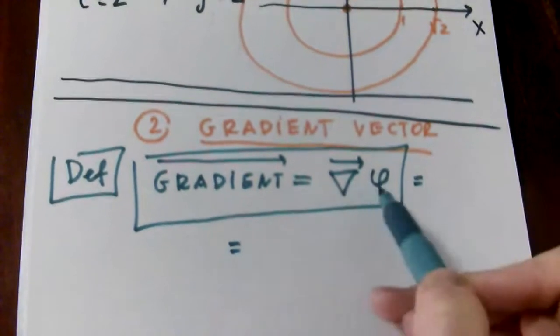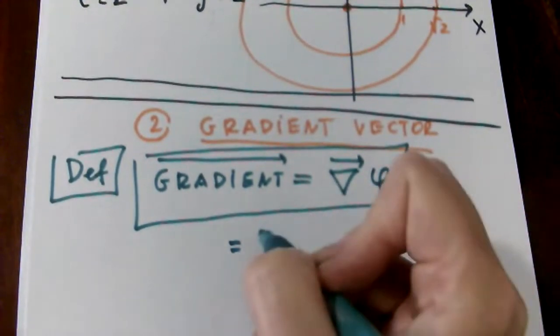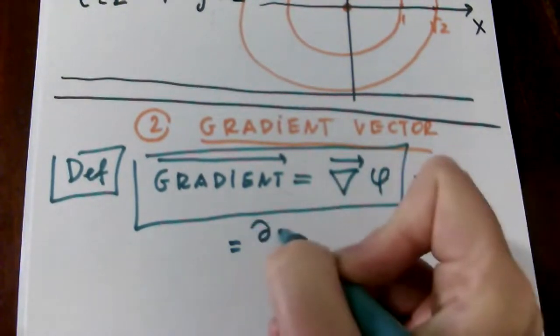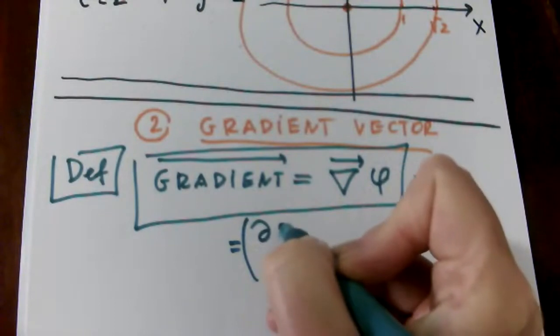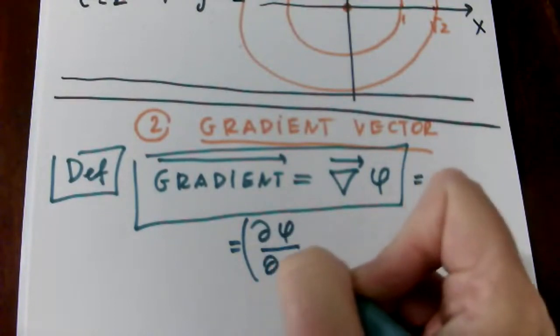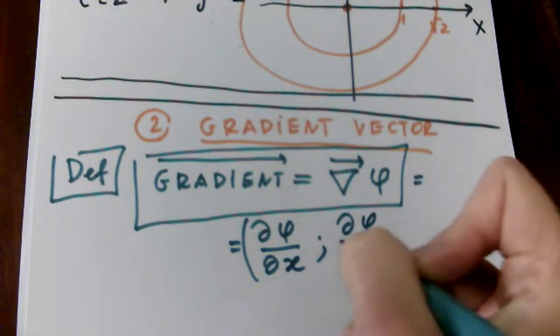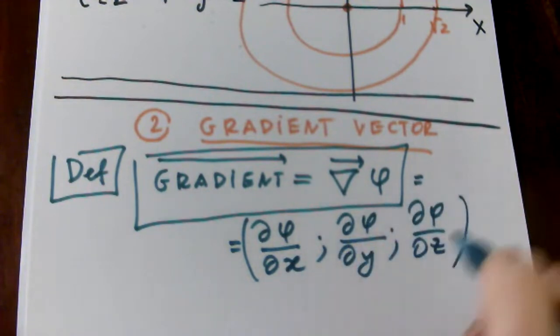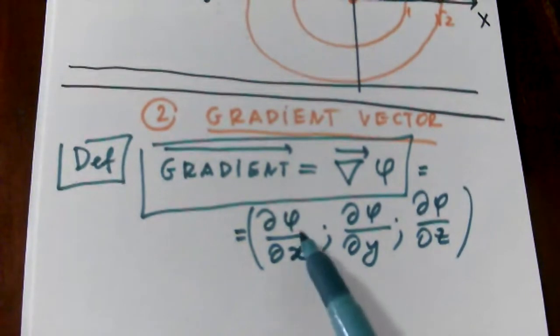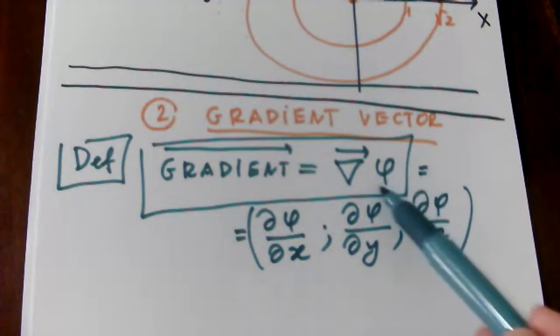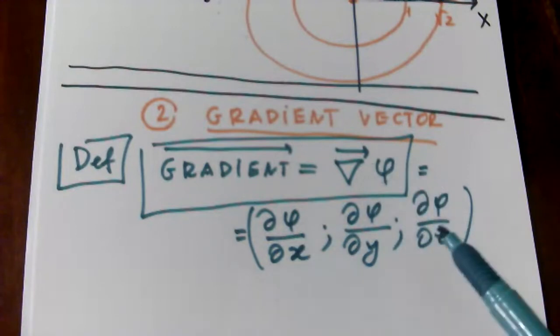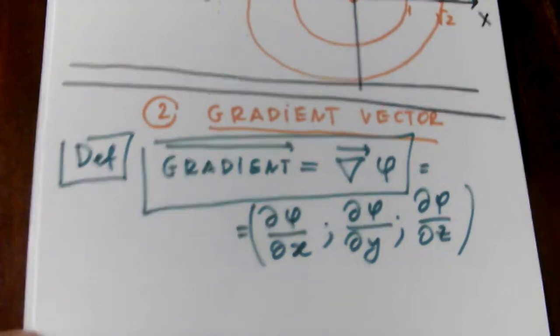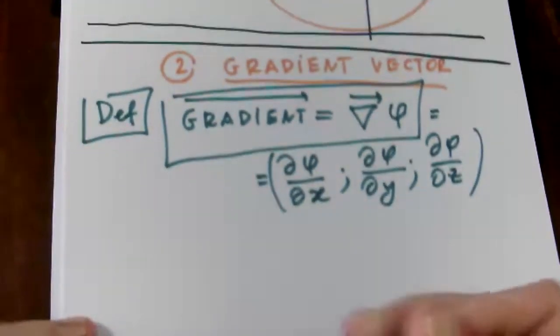And if you want to expand this expression, we already did it before, that is why I'm not going into too much detail. It will be a vector with these components: d phi over dx, the second component d phi over dy, and finally d phi over dz. So essentially, the gradient vector is just a vector whose components are partial derivatives of our scalar field, scalar function phi. That's it. So the definition is very simple, but let's try to get used to it.